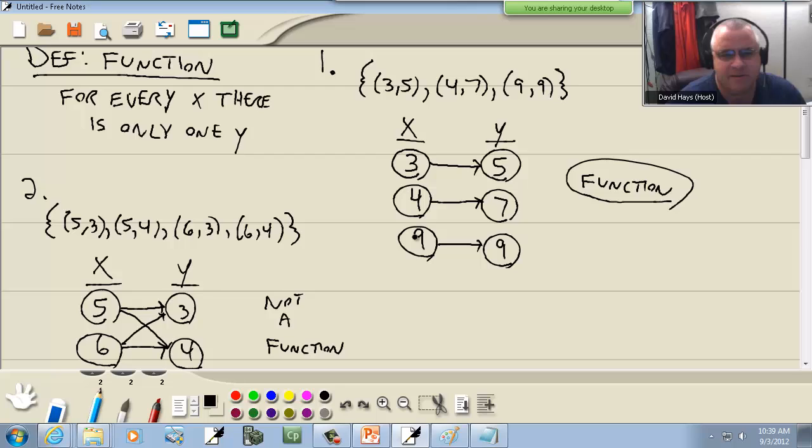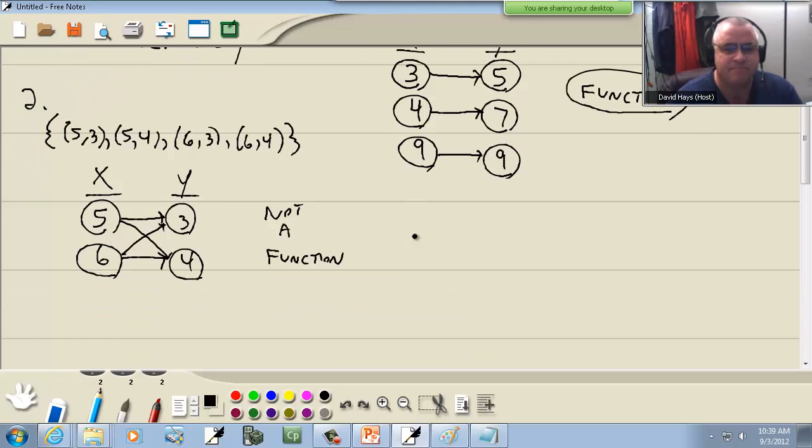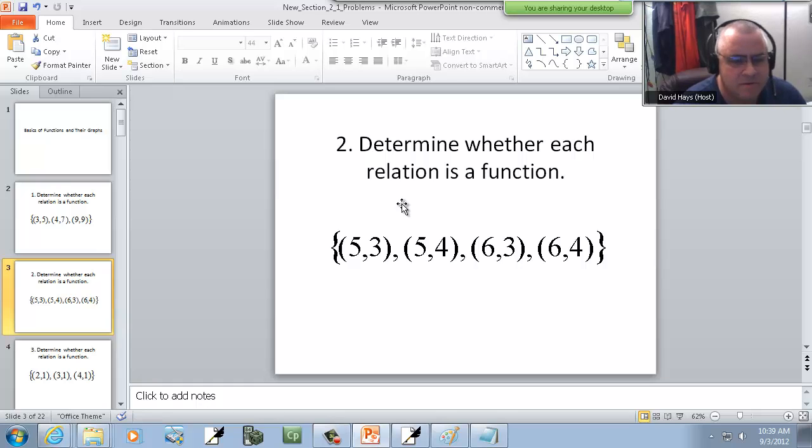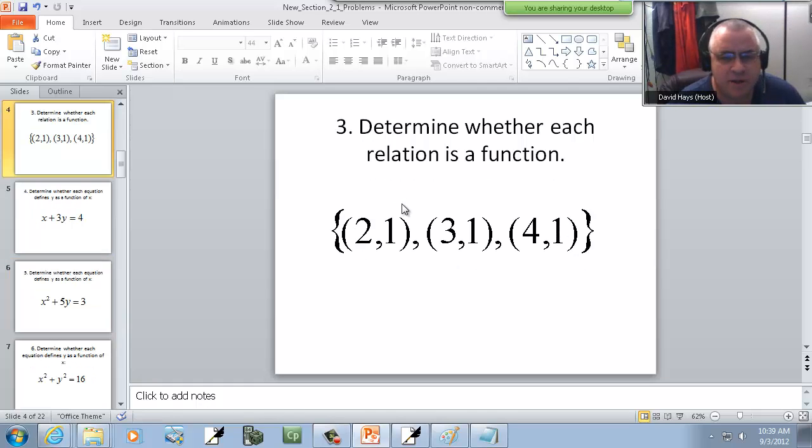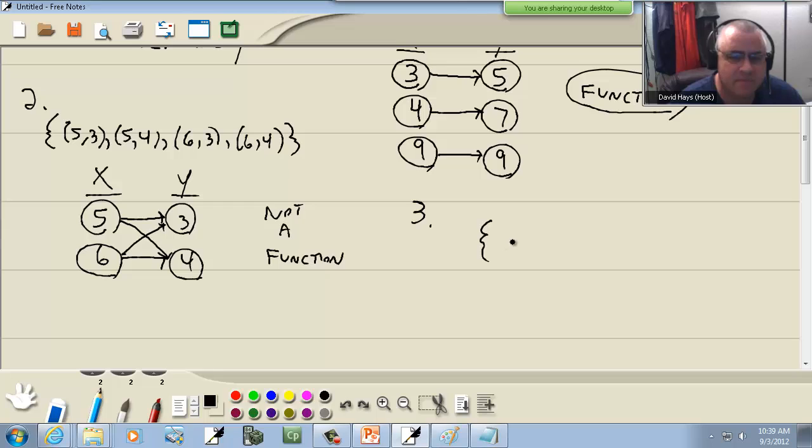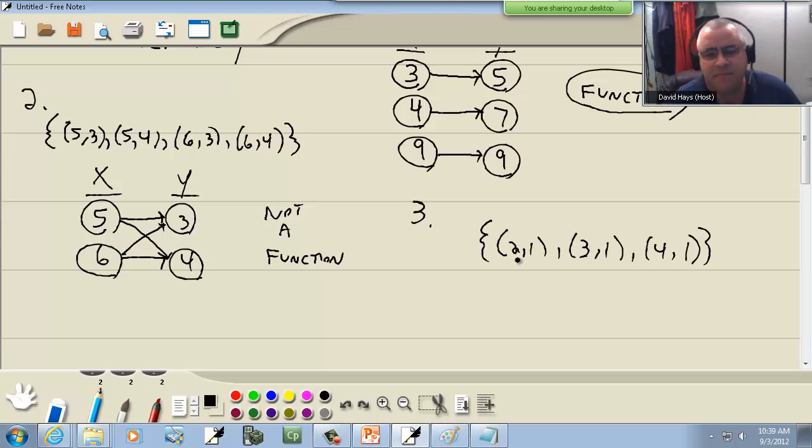So again, just to illustrate that, let's take a look at our third example. We'll use a shortcut on this. So we've got 2, 1, 3, 1, and 4, 1. Now using that little trick I just said, see our x values, we got 2, 3, and 4. They don't repeat, do they? So this is a function.